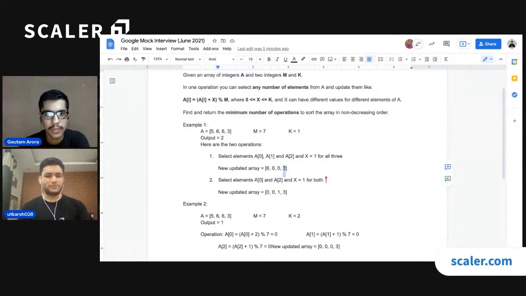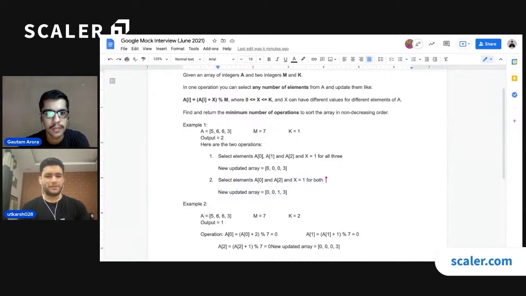In the second operation, we take a of 0 and a of 2 and x equal to 1 again for both. So if we add 1 to 6, it will become 6 plus 1, 7. Taking mod with 7 will become 0. Similarly, for a of 2, it is currently 0. We'll add 1 to it, it will become 1. So this is a non-decreasing array.